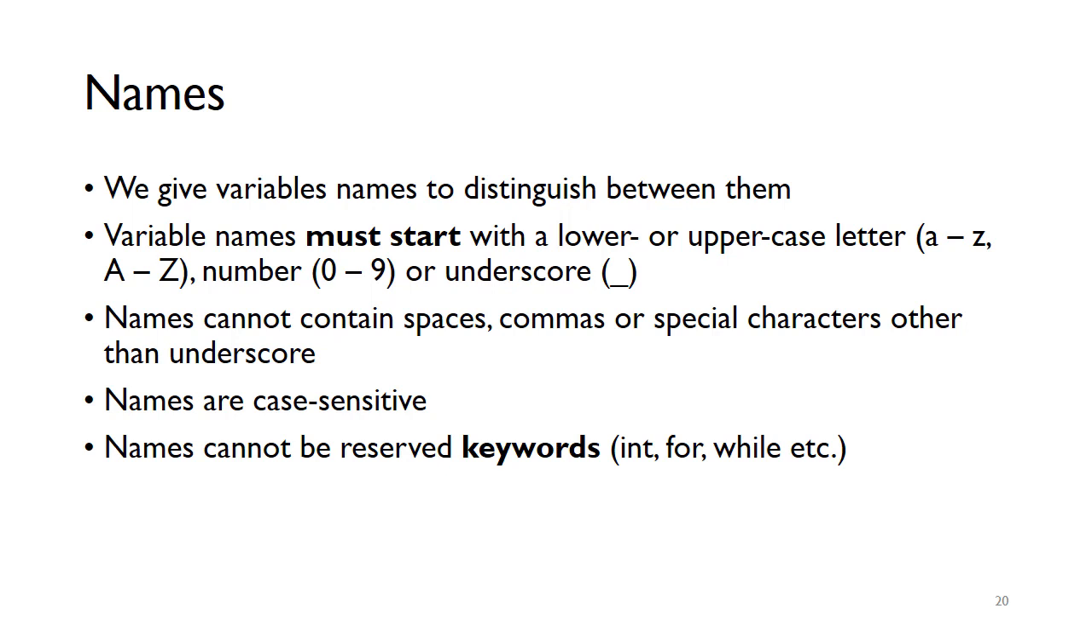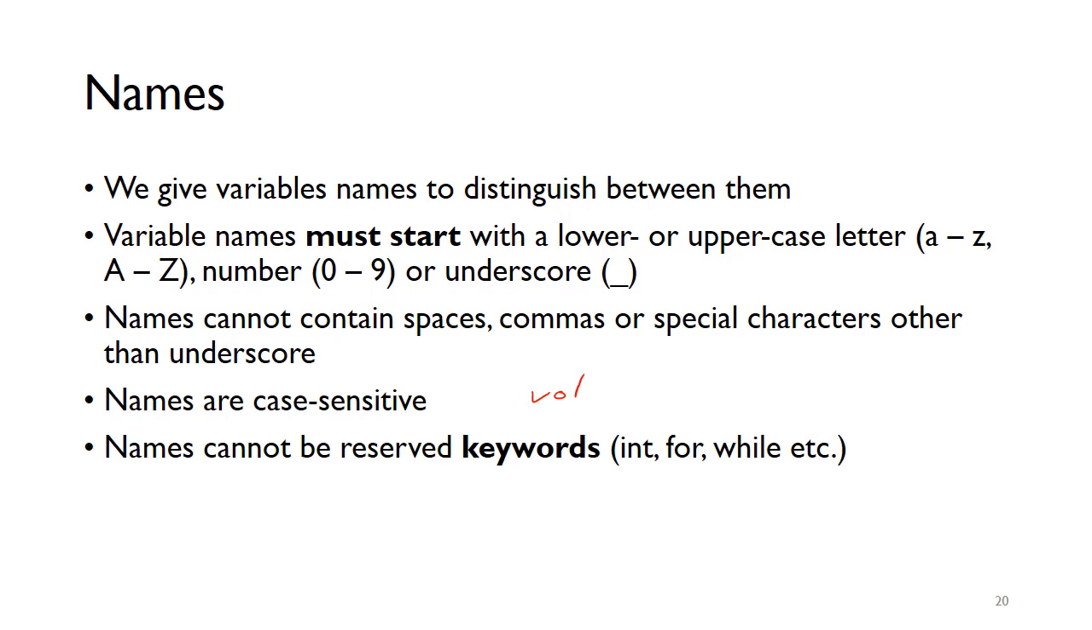Variable names must start with a letter, A to Z, either upper or lowercase, a number, or an underscore. These are the only characters we can start a variable name with. And a name cannot contain spaces, commas, or special characters other than underscore. Names are also case sensitive, so you need to be careful when you're writing your code.